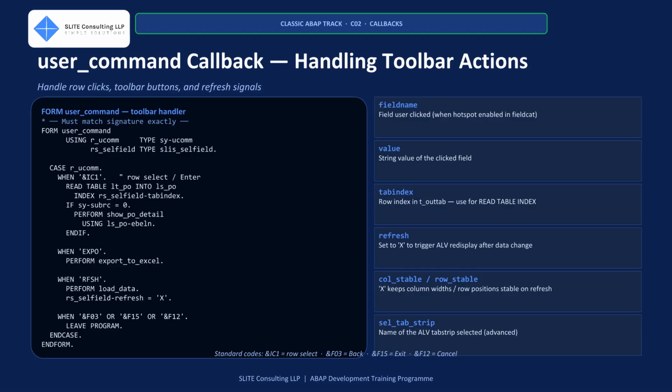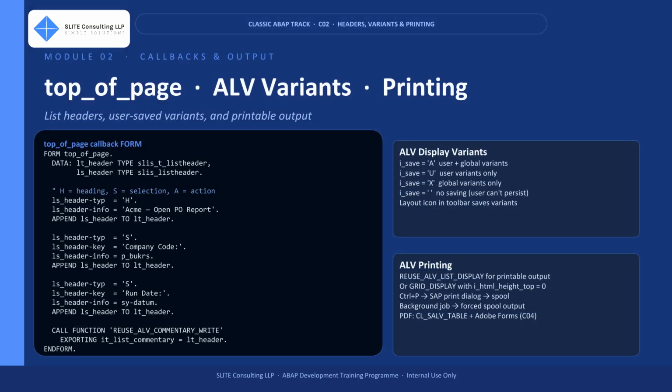To trigger a data refresh, perform your data load, then set rs_selfield-refresh to X. ALV redisplays the grid with the new data without closing and reopening. If you want the column widths to stay stable during refresh, also set rs_selfield-col_stable to X. The top_of_page callback builds the list header shown above the ALV grid. Inside the form, build a table of type slis_t_listheader.